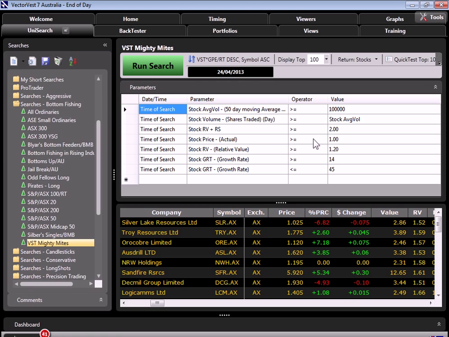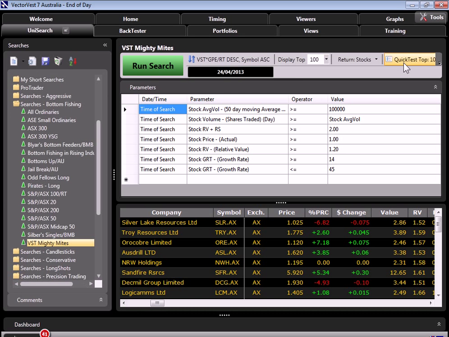Price greater than a dollar, RV greater than 1.20, and earnings growth rate greater than or equal to 14 but less than 45. And you can see the sort here, VST times GPE divided by RT. So we're looking for stocks with the best combination of value, safety, and timing, and growth to PE ratio that have been in the strongest downtrends.